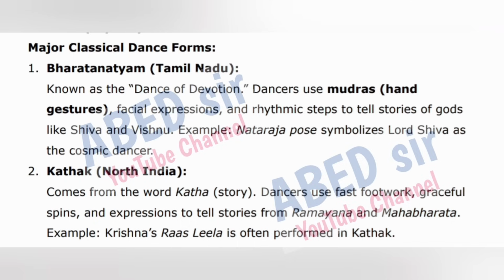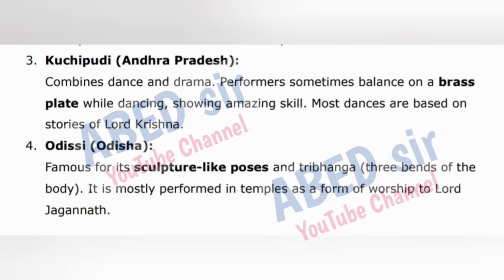2. Kathak, North India. Comes from the word katha, story. Dancers use fast footwork, graceful spins, and expressions to tell stories from Ramayana and Mahabharata. Example, Krishna's Ras Leela is often performed in Kathak. 3. Kuchipudi, Andhra Pradesh. Combines dance and drama. Performers sometimes balance on a brass plate while dancing, showing amazing skill. Most dances are based on stories of Lord Krishna.